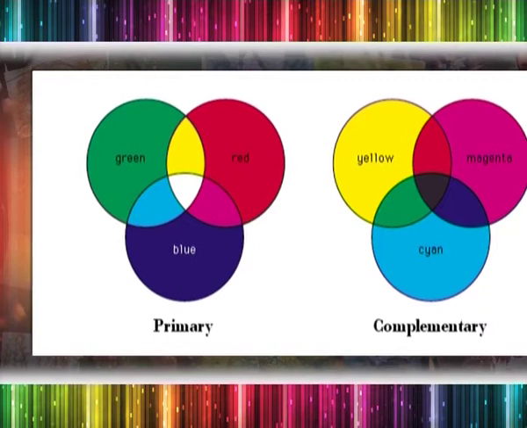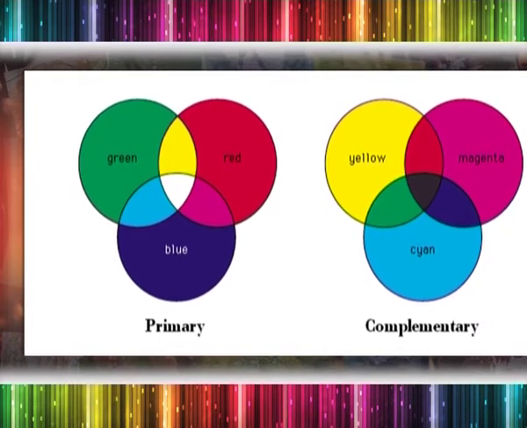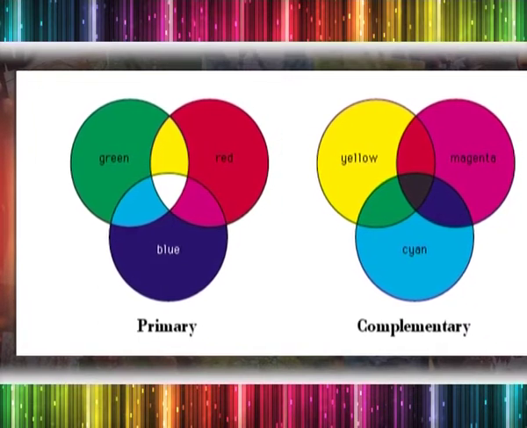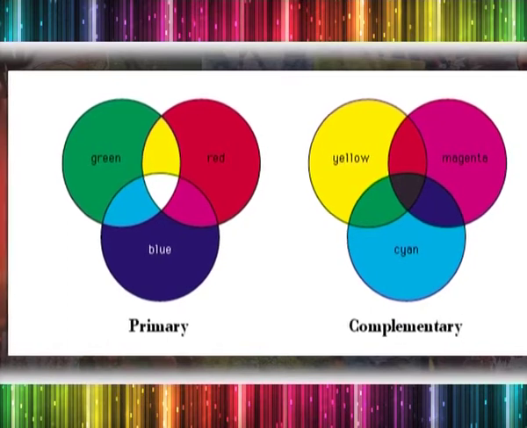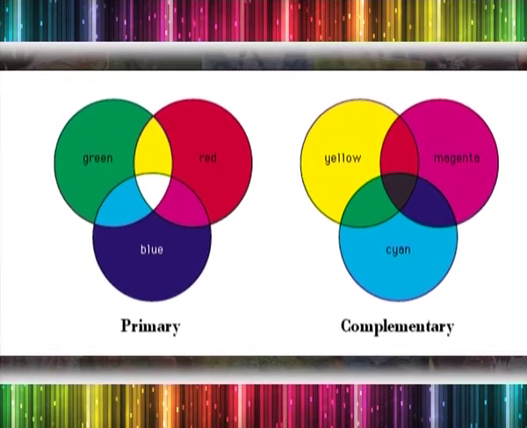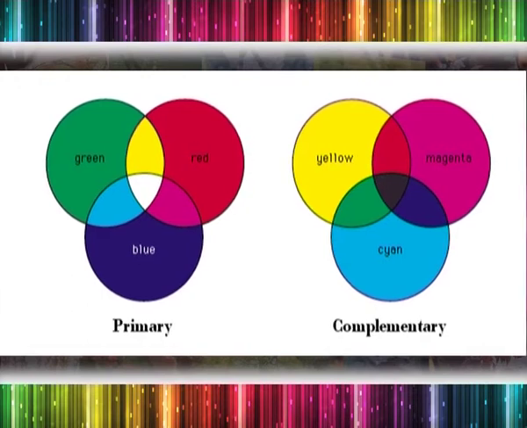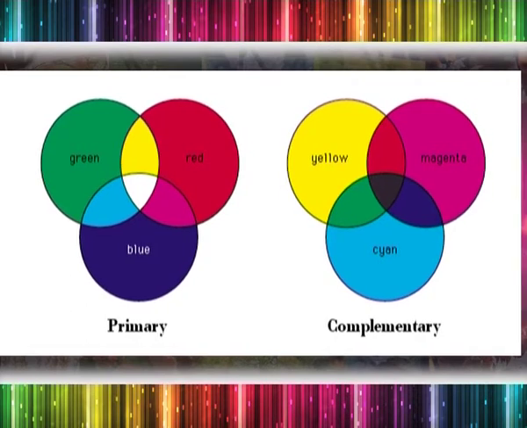RGB, the additive primary colours. When these three colours of light are mixed together, you get white. CMY, the subtractive primary colours. When paints or inks of these three are mixed together, they give black.